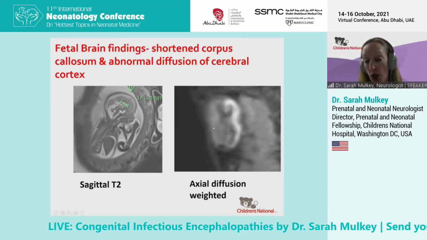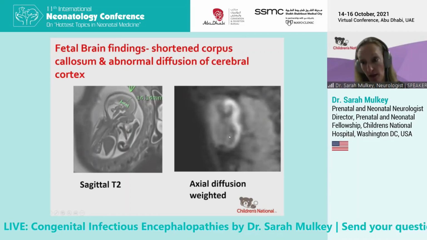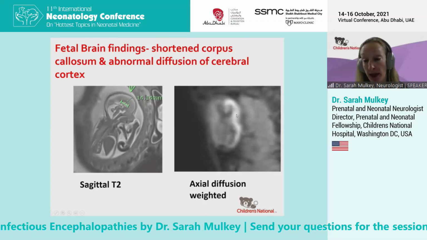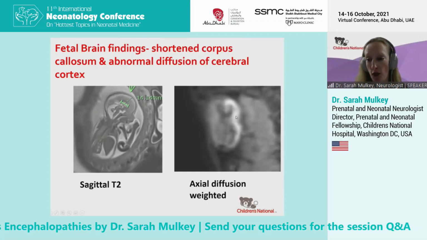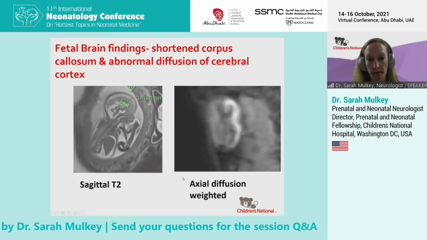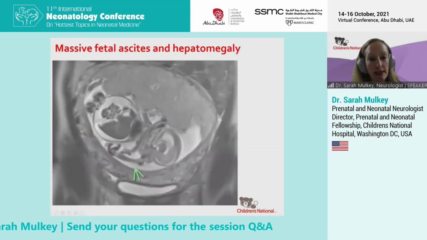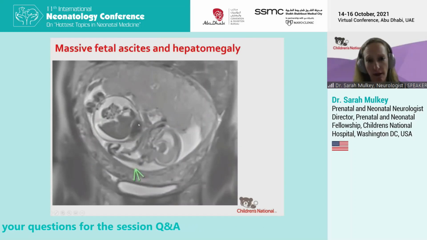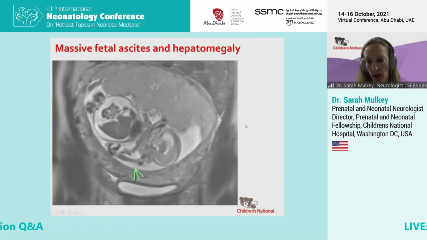And we also can use diffusion-weighted imaging in the fetus. And so we can see that that half of the brain that was showing as edematous is actually bright on our diffusion, so undergoing acute injury. This is another image of this baby, and you can just see the massive ascites and enlarged liver. So this is a very sick fetus with congenital CMV.